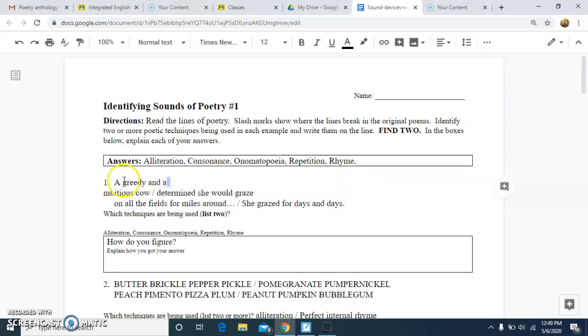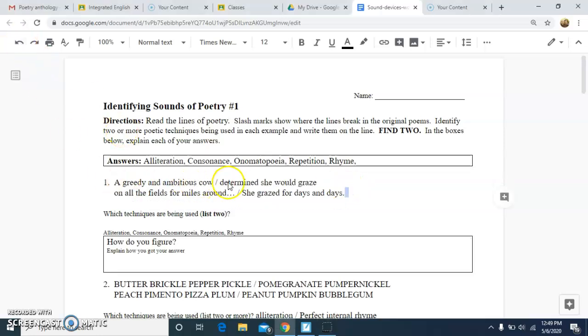Example 1, right, is a greedy and ambitious cow determined she would graze on all the fields for miles around. She grazed for days and days. My choices are alliteration, consonants, onomatopoeia, repetition, or rhyme, and I need to pick out 2. So first of all, I always start with rhyme. Does this poem rhyme?